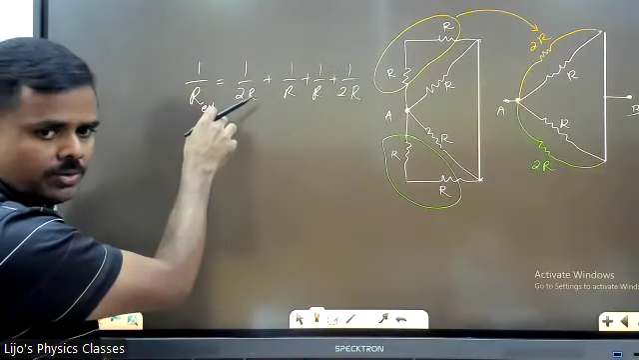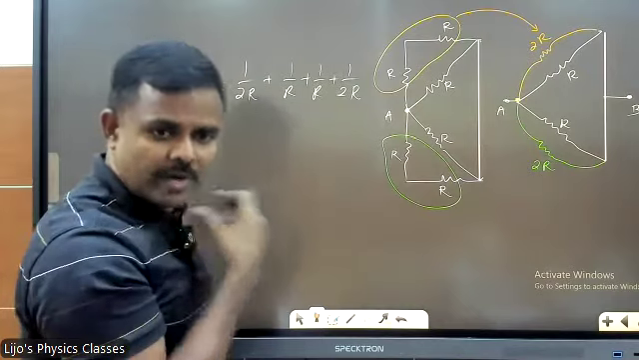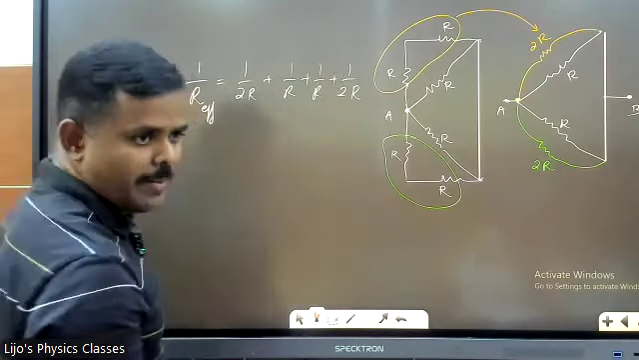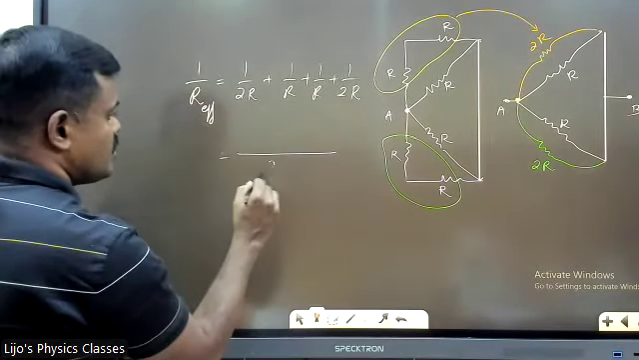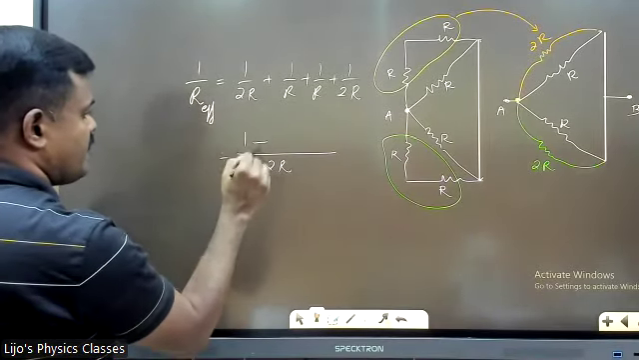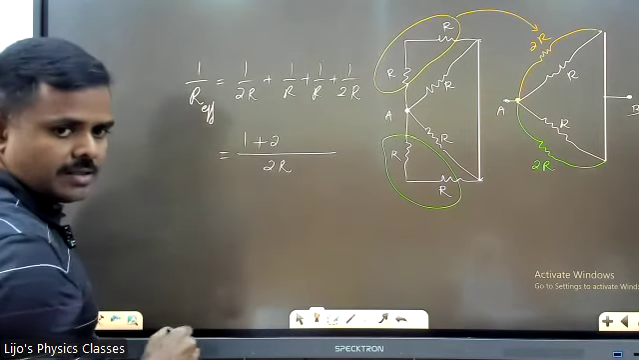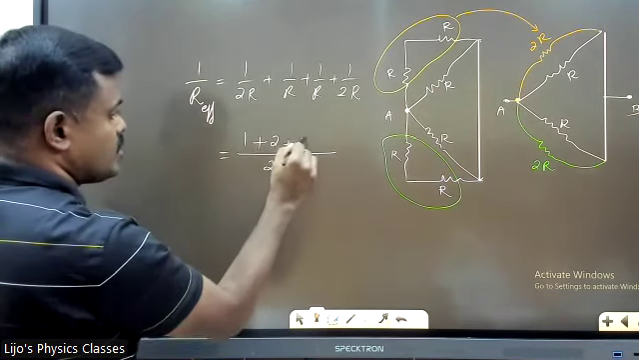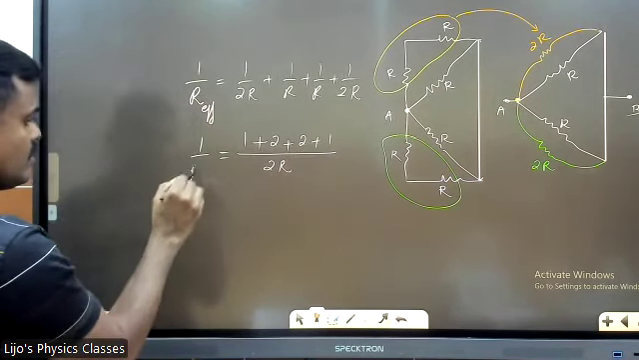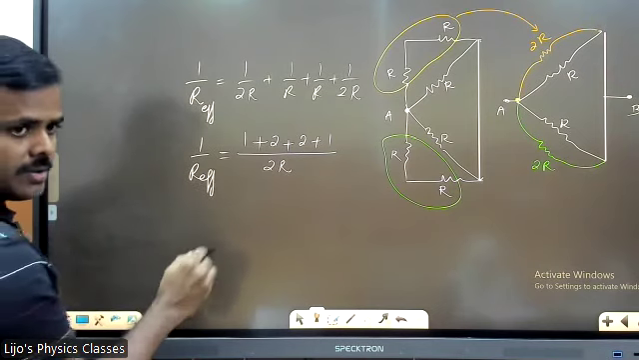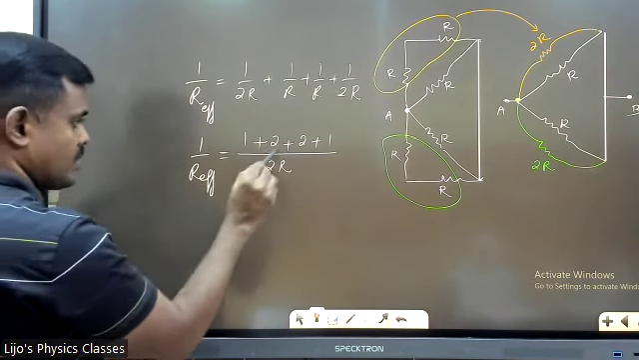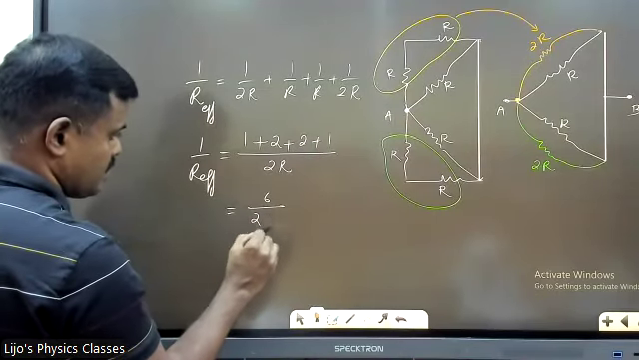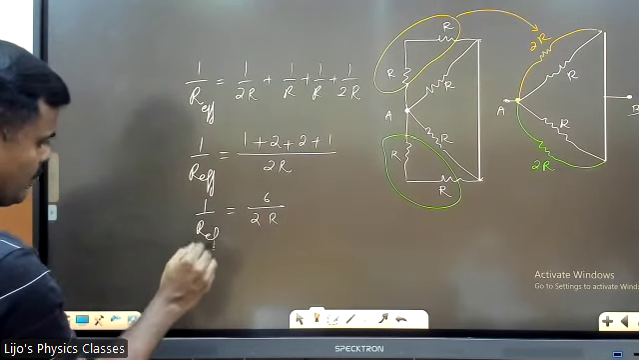1 by R effective is equal to 1 by R1 plus 1 by R2 plus 1 by R3 plus 1 by R4, right? Now tell me what the LCM is? 2R. So this is 1 itself, plus this becomes 2, right? When I take LCM, this becomes 2, plus this also becomes 2, and this becomes 1. I'll clear your doubts after this. 1 plus 2, 3. 3 plus 2, 5. 5 plus 1, 6. 6 by 2R is equal to 1 by R effective.